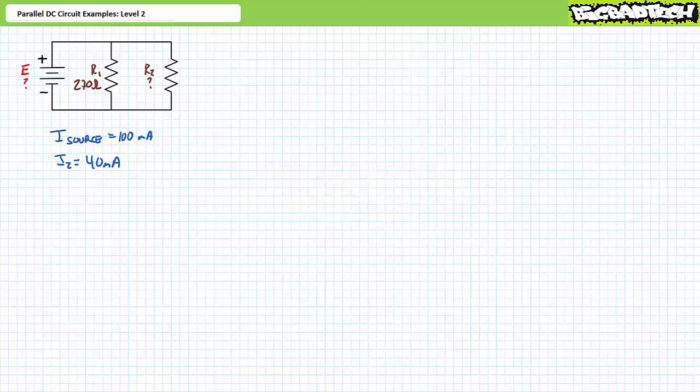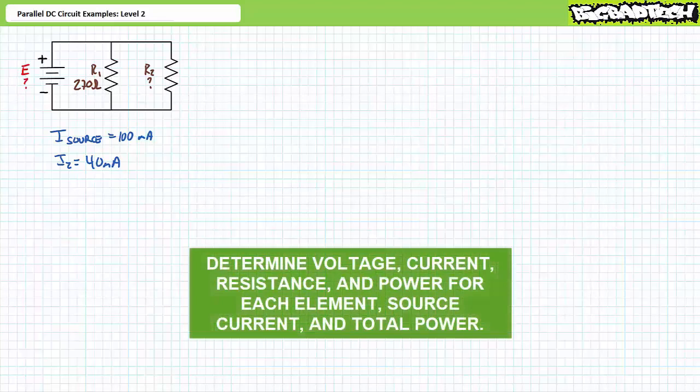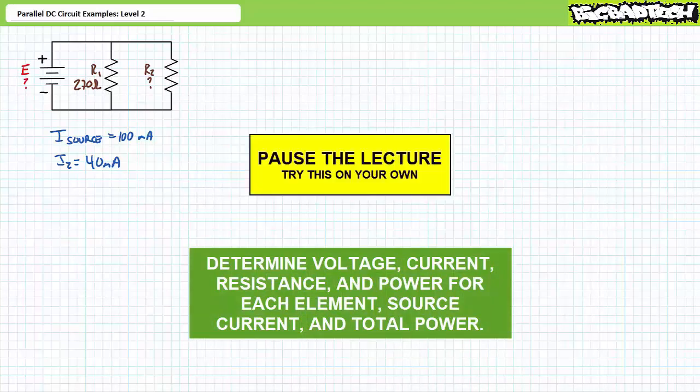Our first illustrated example features an unknown voltage source providing 100 mA of source current to a parallel combination of R1, a 270 ohm resistor, and R2, a resistor of unknown magnitude. The only other additional piece of information we're given is that I2 is 40 mA. We're being asked to solve for the voltage drop across each element, the current through each element, the power dissipated by each element, the source current, and the total power. By all means, pause the lecture and try this on your own. If you're tracking, you should have obtained the following results.